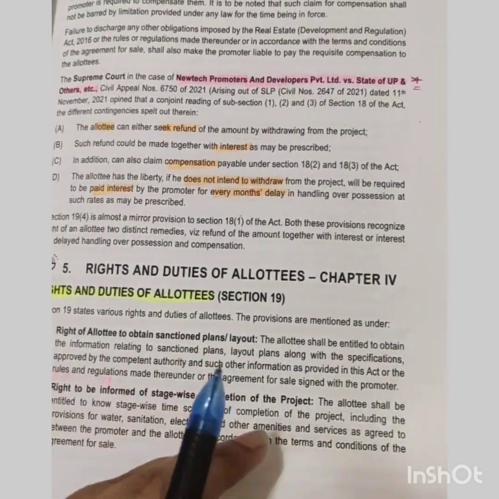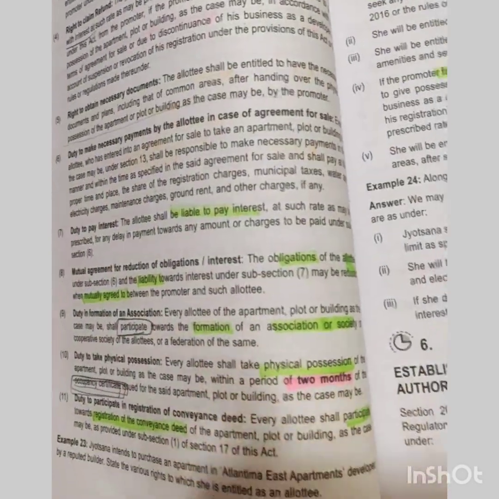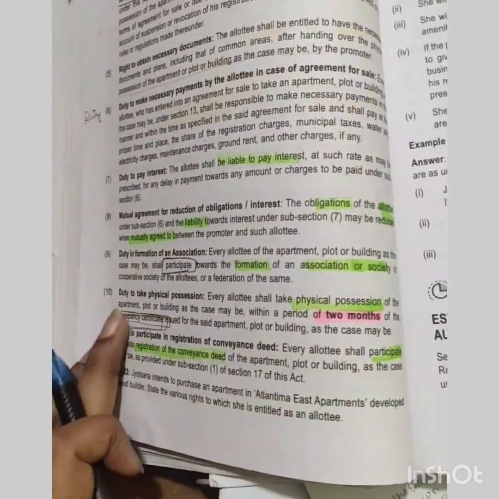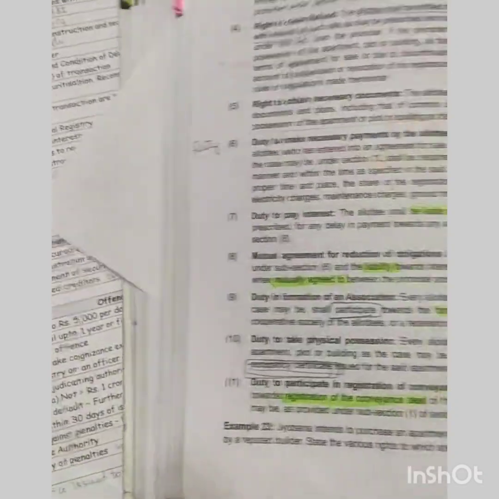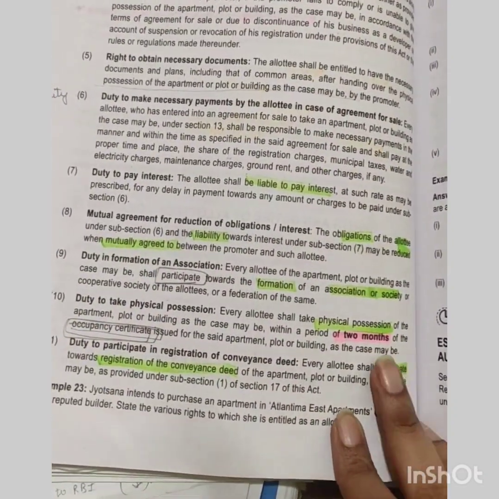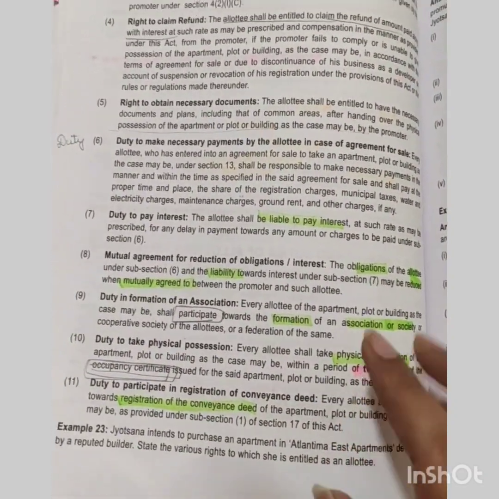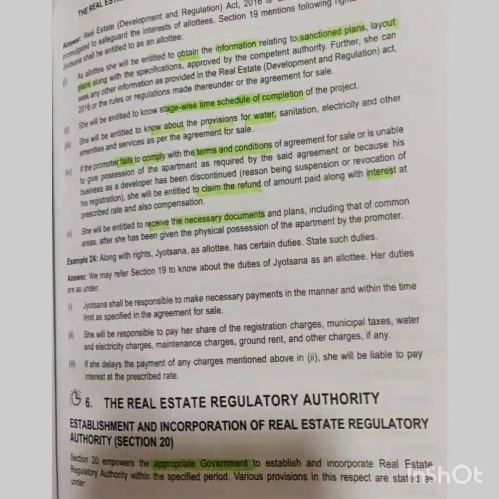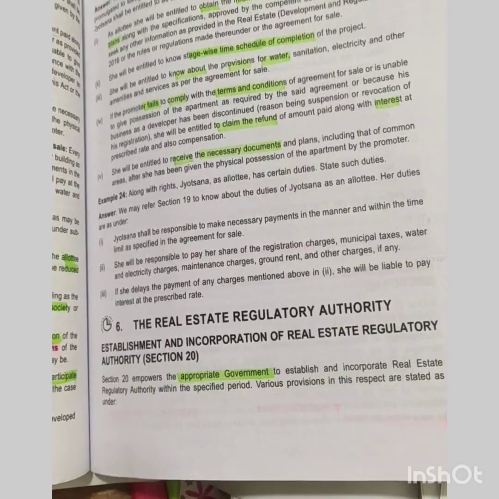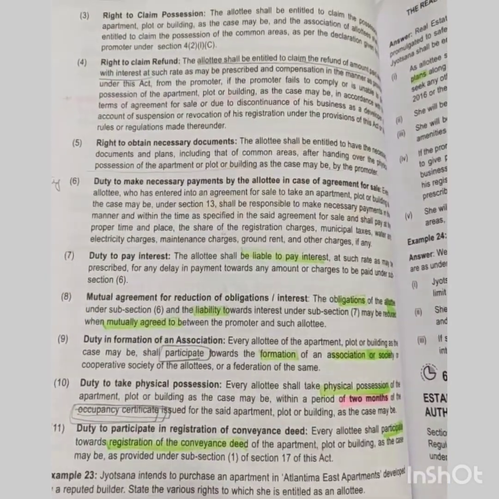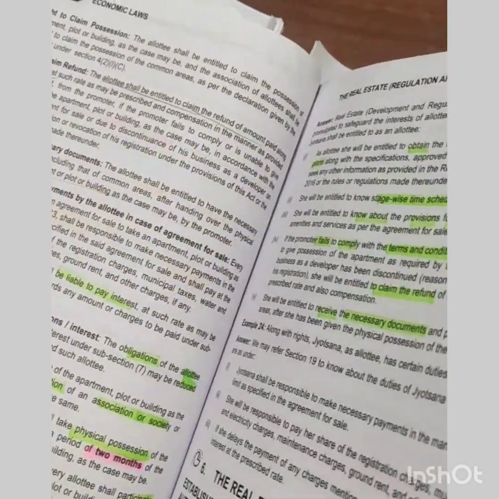You have to write about the rights of the allottees and also where the point of 2 months was given. This one. See, due to physical possession, every allottee must take physical possession within 2 months of the occupancy certificate, and you have to write the points regarding that and also some of these points. So this is what you have to do. I mean, you have to revise it once so that you know what are the relevant points you have to present in the answer. And then the next question.